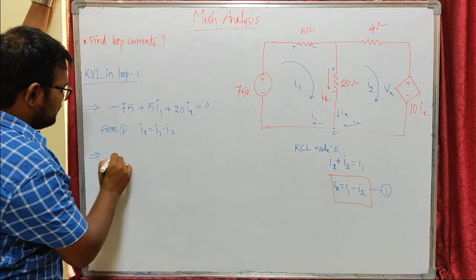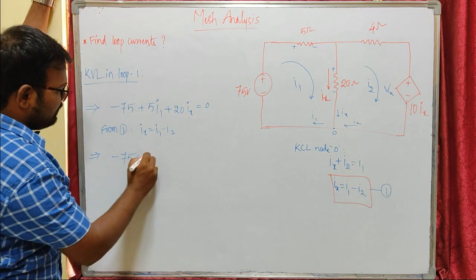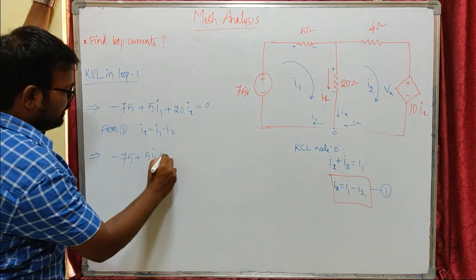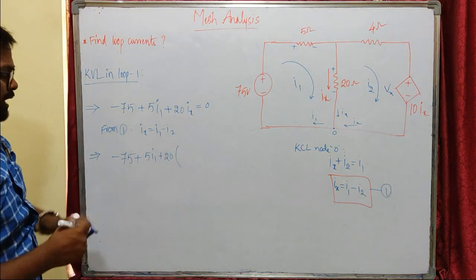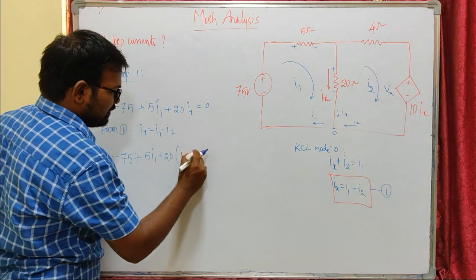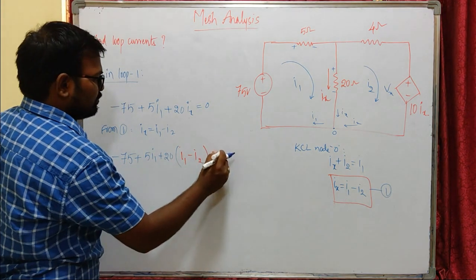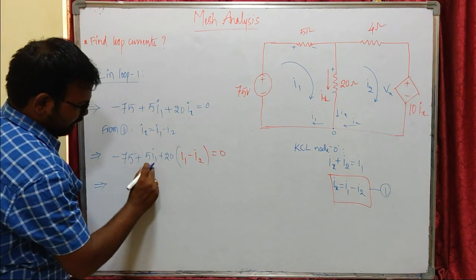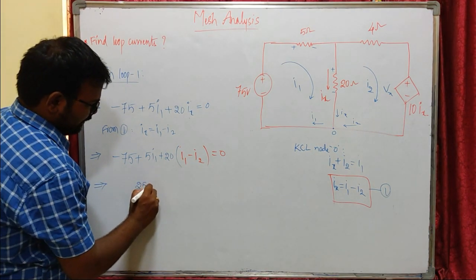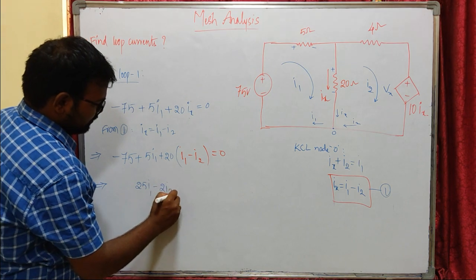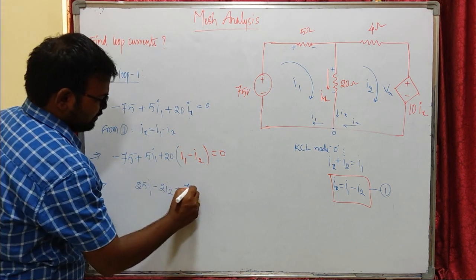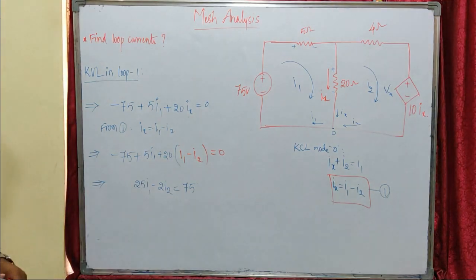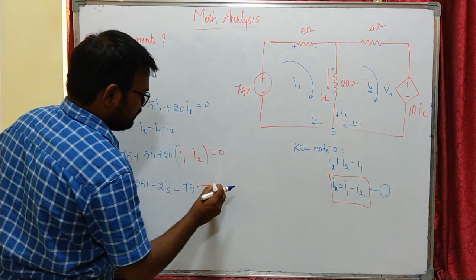Let us simplify this. In place of Ix I am going to replace it with I1 minus I2. So minus 75 plus 5 I1 plus 20 into (I1 minus I2) should be equal to 0. Solving, 5 I1 plus 20 I1 is 25 I1, minus 20 I2, equal to 75. Let us call this expression 2.